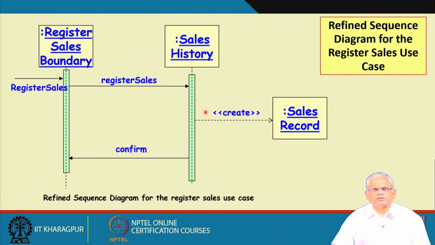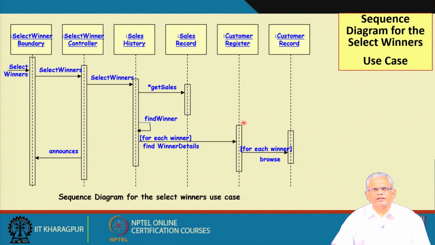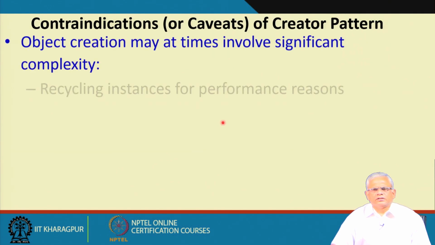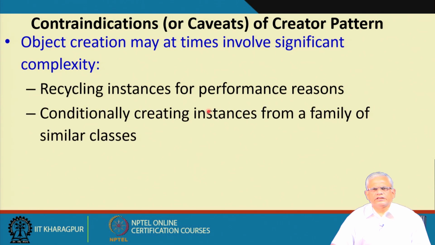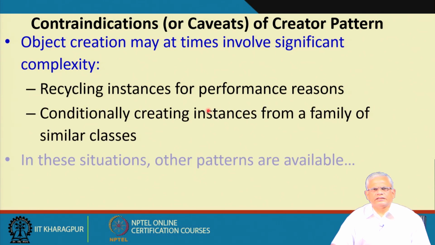Of course, later we had simplified it by removing the controller class, and then we had the sales history creating the sales record. And we had finally got the solution for the select winner. We did not have any object creation in this, but then using this pattern we need to be slightly careful.